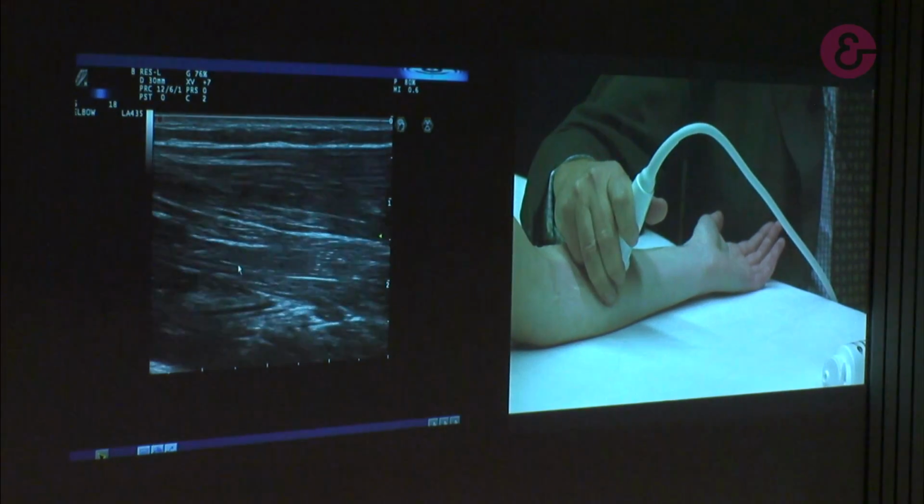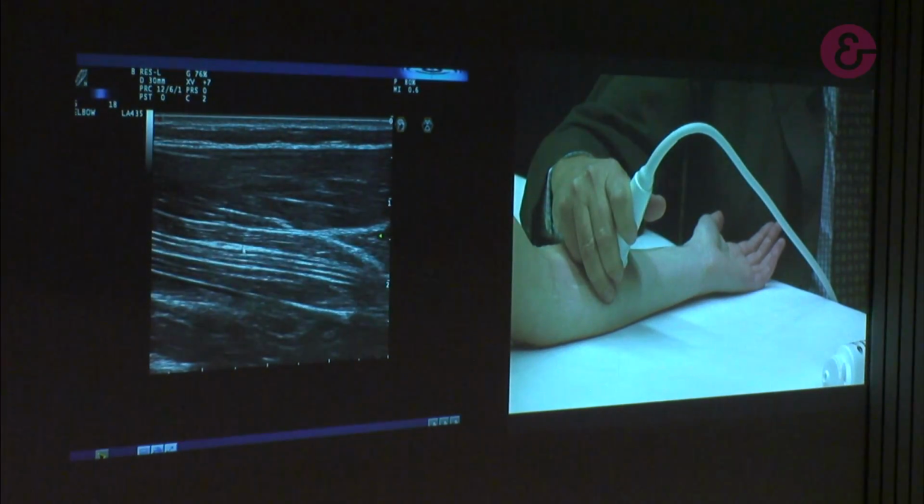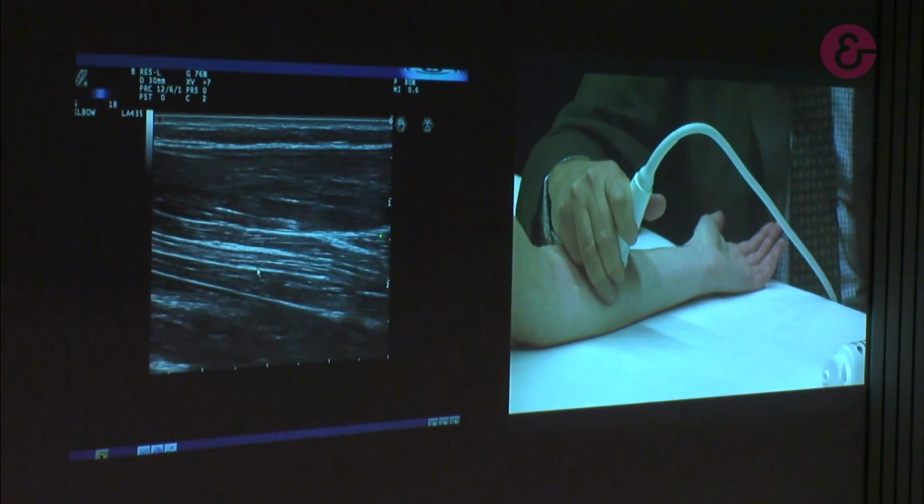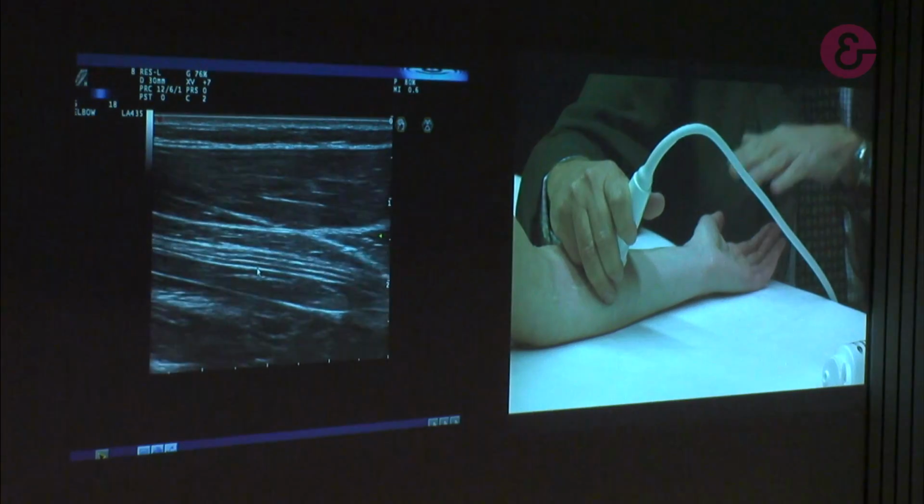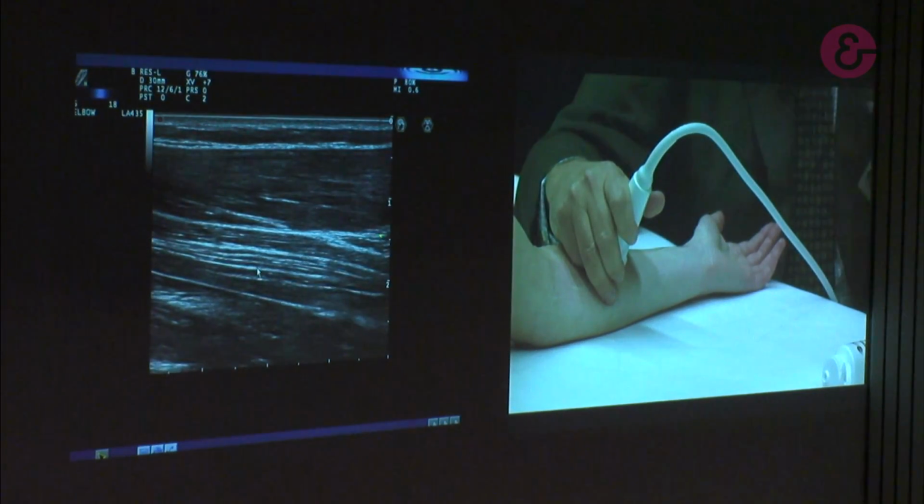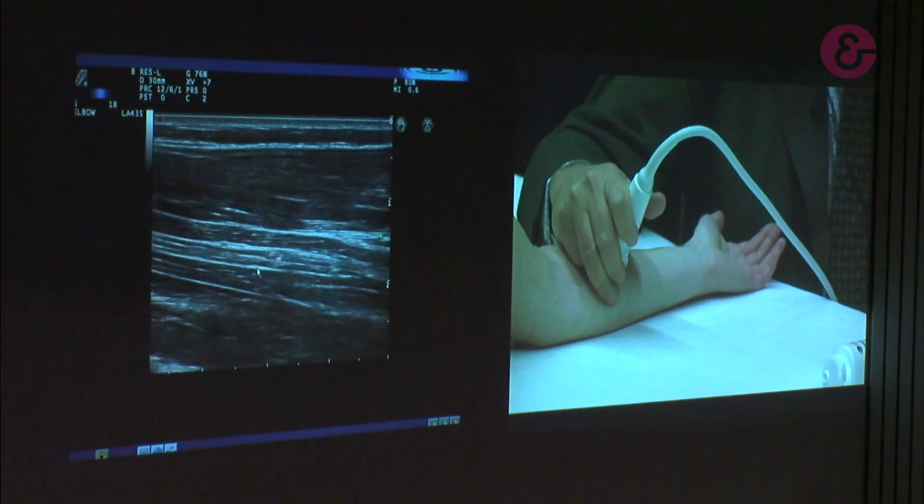It's very easy at this level because you can see the nerve in between the two muscles. Once again, you can see the fascicles, which are parallel at this level. It's not the same, more proximal. Distal, the fascicles are quite parallel, so it's very easy to follow that.